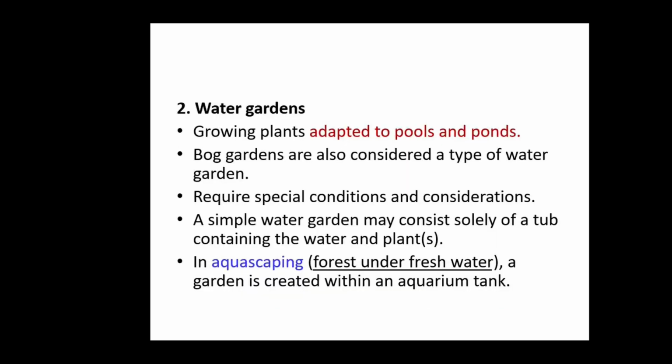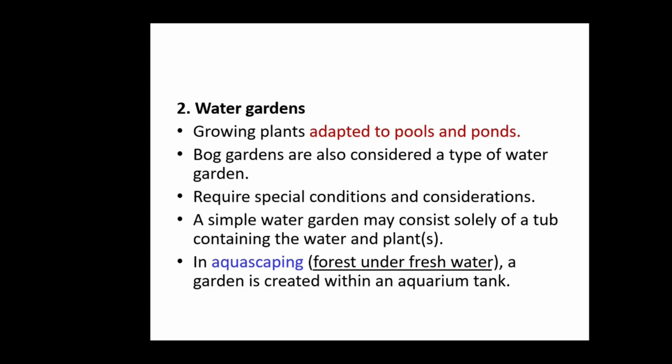Then in a water garden, the plants which are adapted to waterlogged conditions are called aquatic plants or hydrophytes. By using those types of plants, how to maintain a garden? So that's a water garden. Sometimes the habitat where we are living is more prone to water. In those places also we can grow aquatic plants, which are also called hydrophytes.